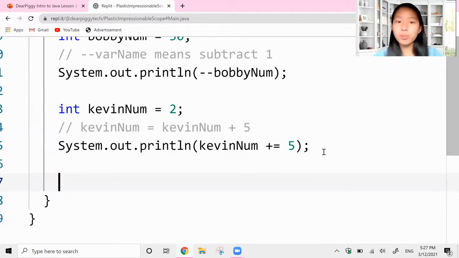I think a little bit more practice would help. So int, running out of names, guys. I need some names here.